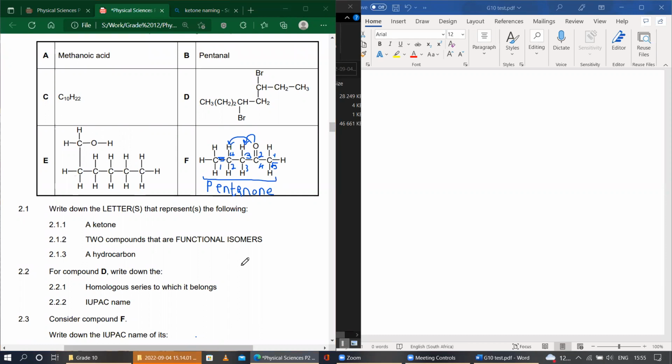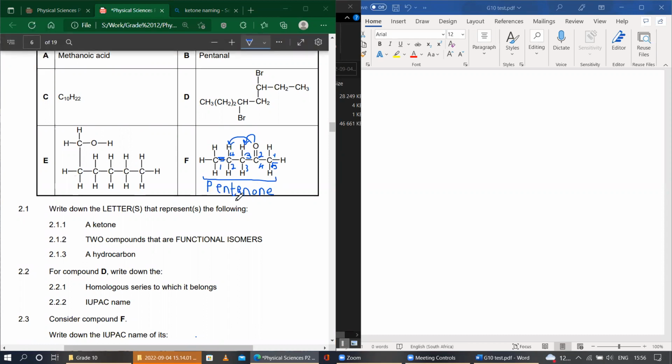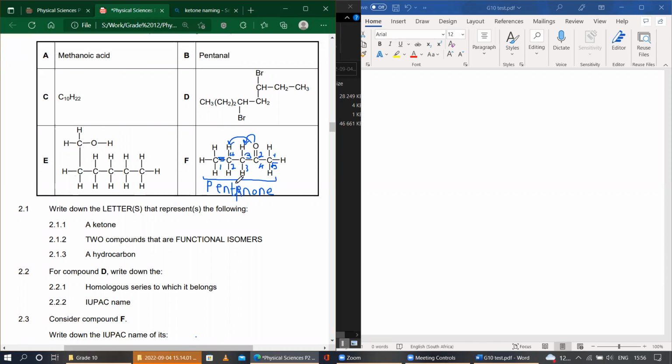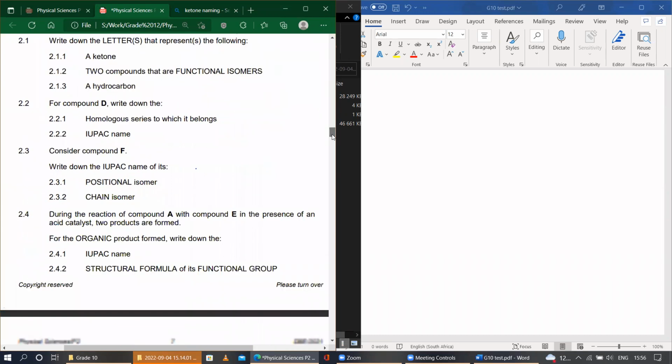Are you able to name it? Sorry? Pentanone? Pentanone. Usually the numbers go here. Pentan-3-one. Yeah, I think the one you said is correct. So it's going to be pentan-3-one. Yes. So that's going to be the positional isomer of F.